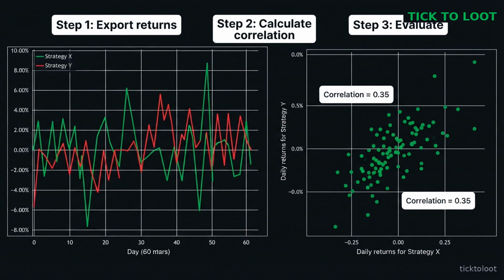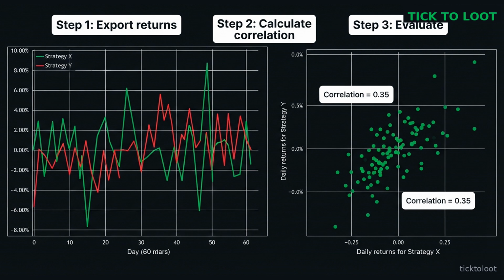Step 3 is to evaluate the number. As a beginner, a good rule of thumb is to aim for a correlation below 0.3 for true diversification. If you see 0.8 or higher, the bots are too similar. In that case, you might replace one with a different style, such as swapping the trend-following bot for a breakout bot that reacts to price spikes.